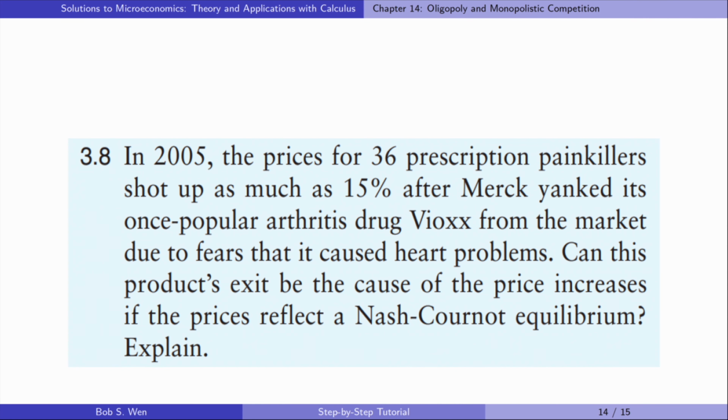Let's solve exercise 3.8. In 2005, the prices for 36 prescription painkillers shot up as much as 15% after one of them was yanked from the market due to fears that it caused heart problems. Can this product's exit be the cause of the price increases if the prices reflect a Nash-Cournot equilibrium? Explain.